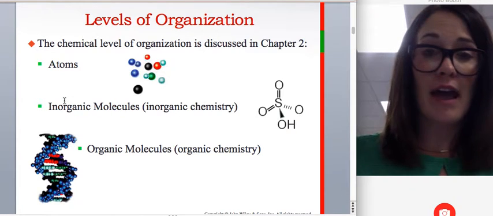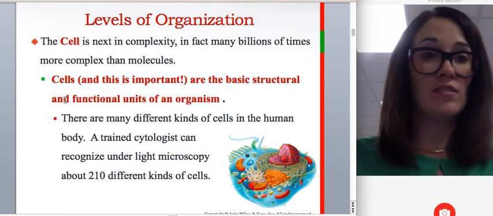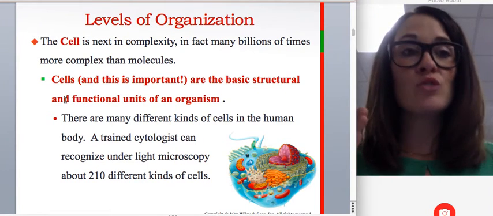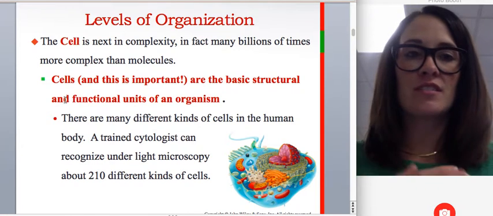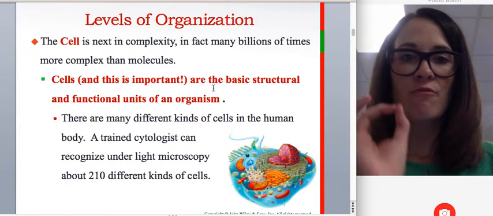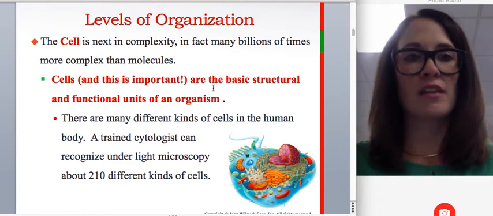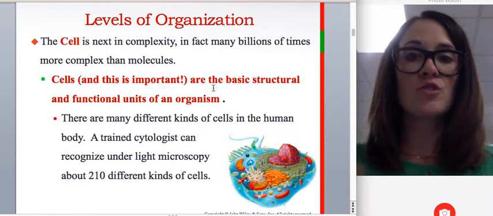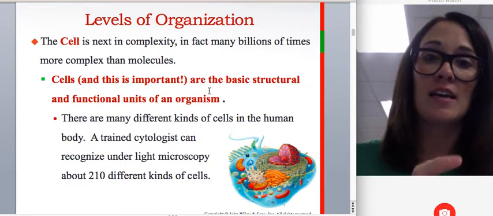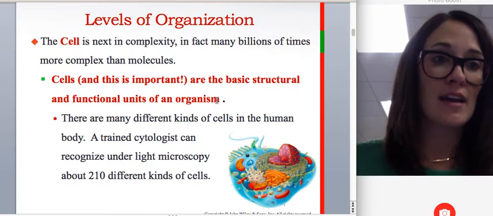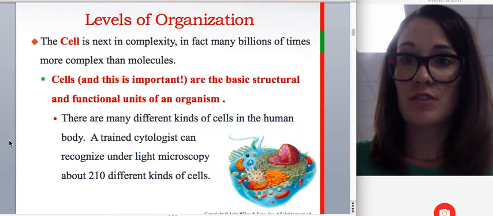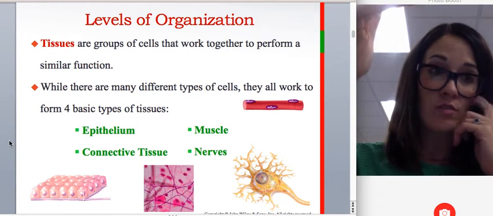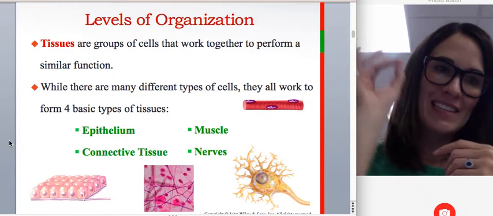smallest, right here, atoms, and then atoms make up cells. And cells are important. They do the work in the body, in each system. They are the basic structural and functional units of an organism. They do the work. If your cells aren't functioning, you aren't functioning. And there's over 210 different kinds of cells that a trained cytologist can recognize underneath a microscope, which is pretty cool. So atoms make up molecules, which make up cells that make up tissues.